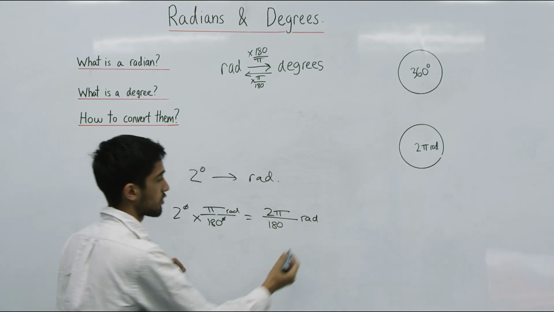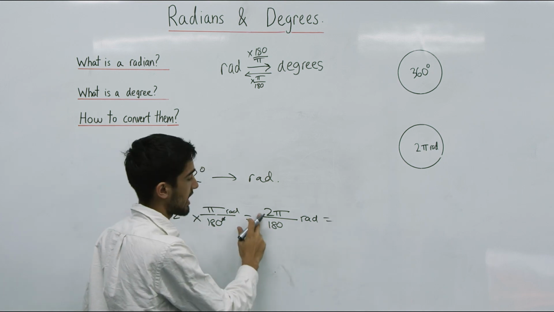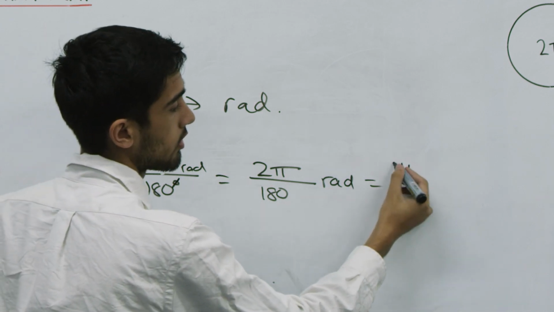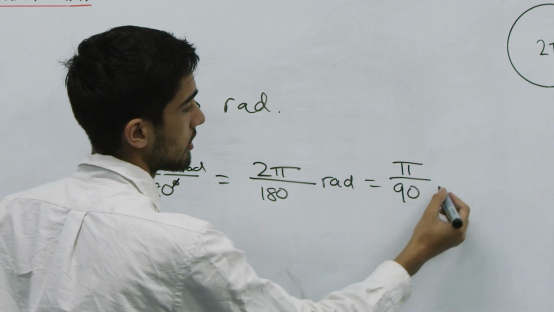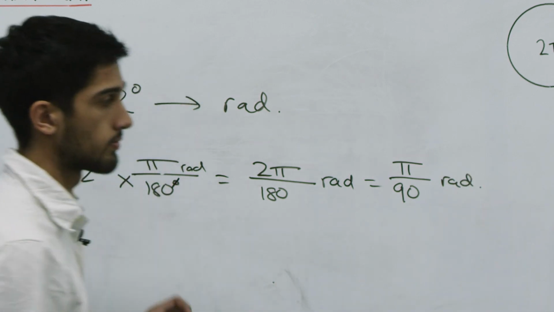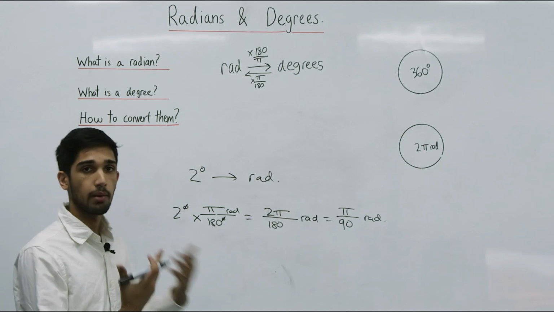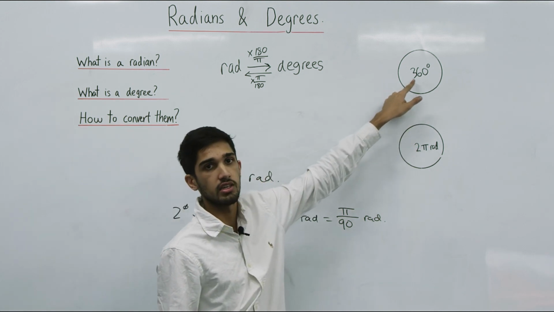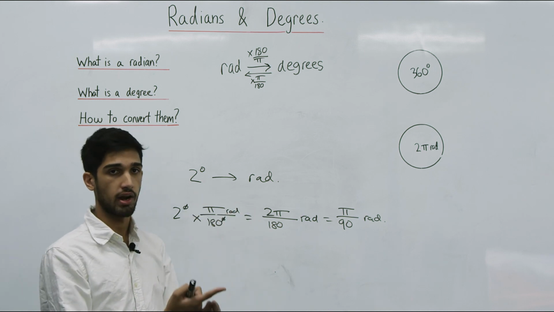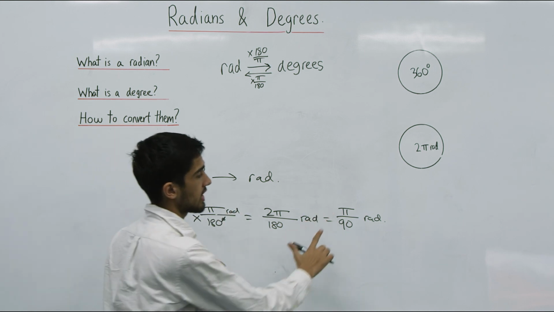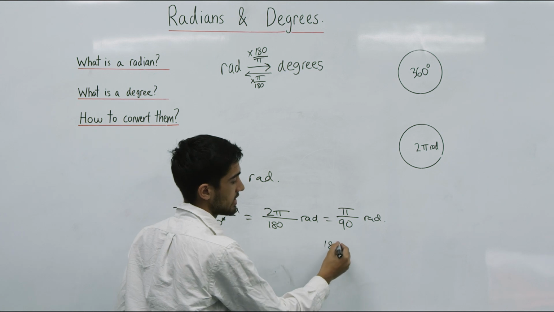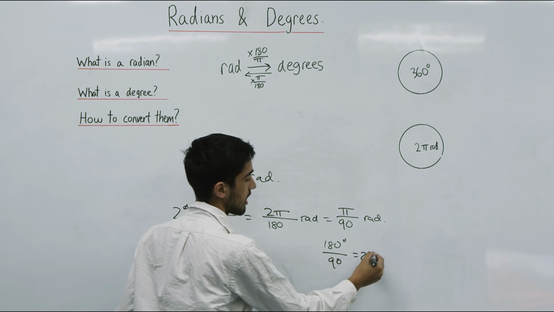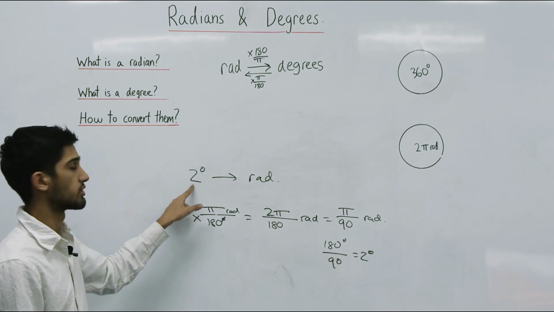We can simplify this if we want, and we can cancel out or factor 2 out from both sides of the fraction, and we'll get pi over 90 radians. Okay? So we can double check this. We know that if 2 pi radians is 360 degrees, then 1 pi radian is 180 degrees. So we can replace pi with 180 degrees and divide it by 90, and we get back our original unit, 2 degrees, that we started with.